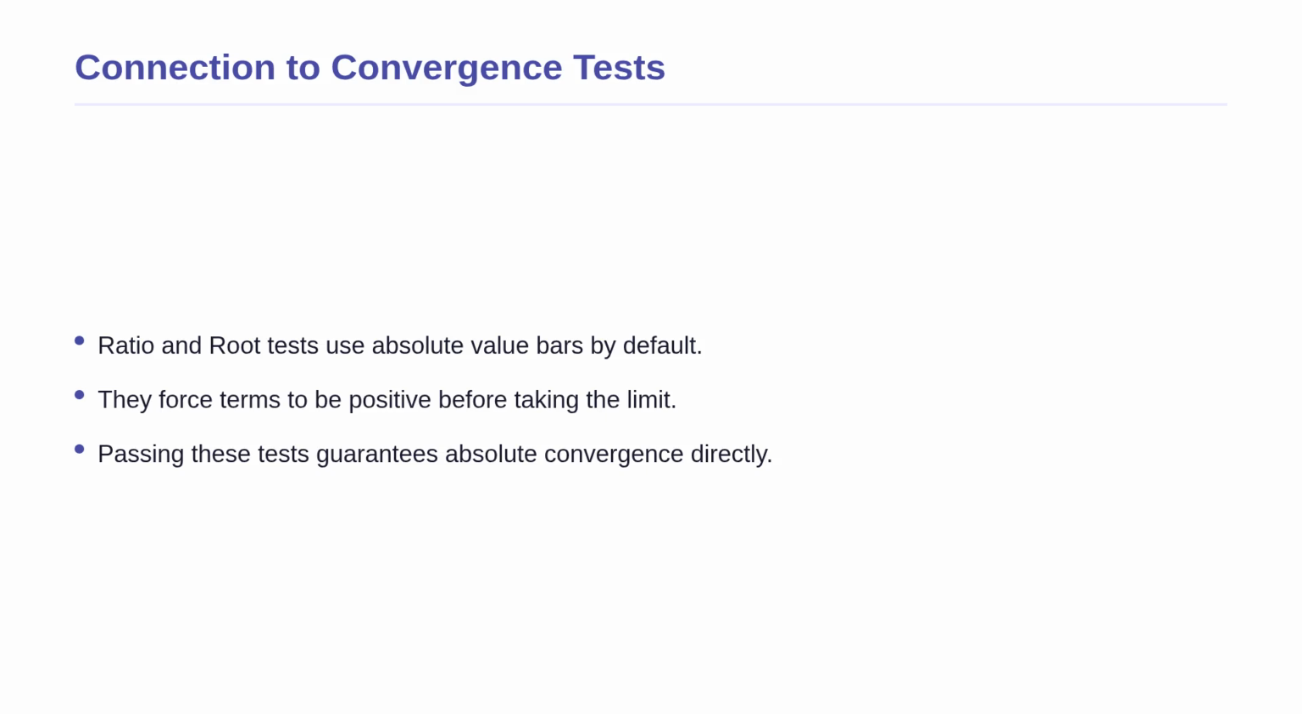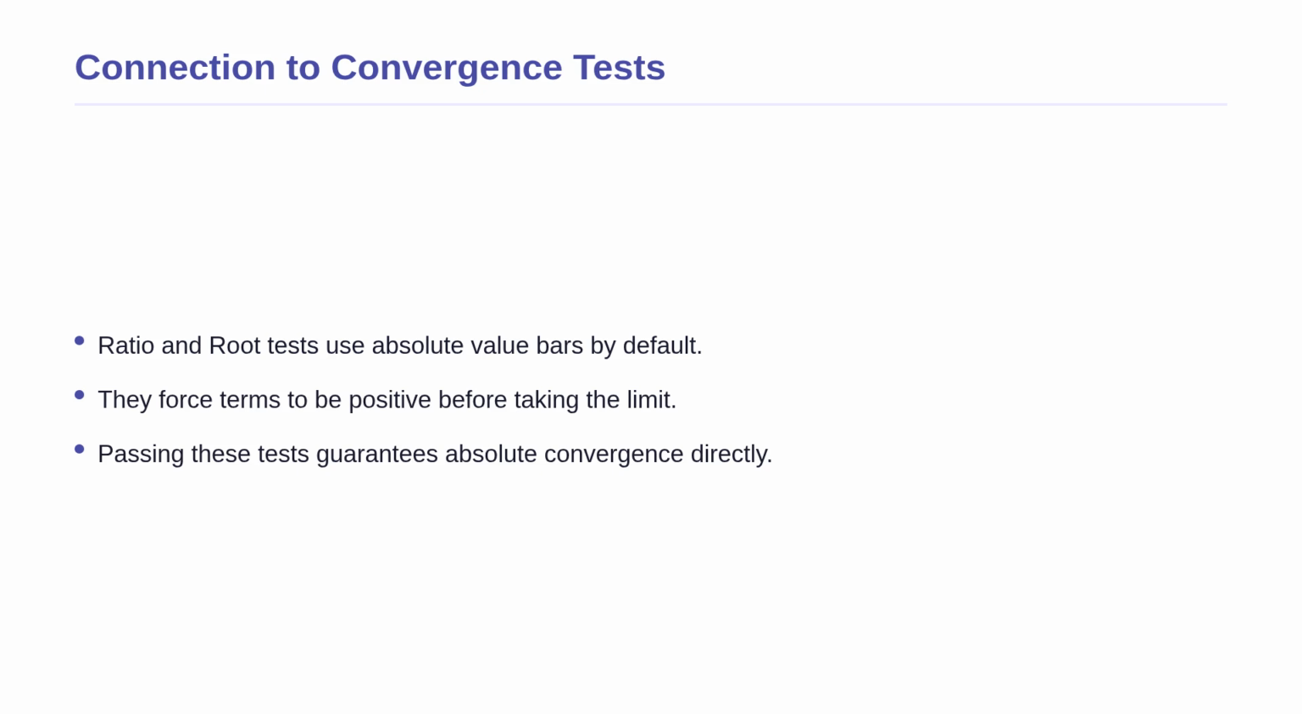So we have proven that absolute convergence guarantees ordinary convergence. This brings us to a crucial connection with the convergence tests you learned earlier. When you apply the ratio test or the root test to a series with mixed signs, you are instructed to put absolute value bars around the terms before taking the limit.